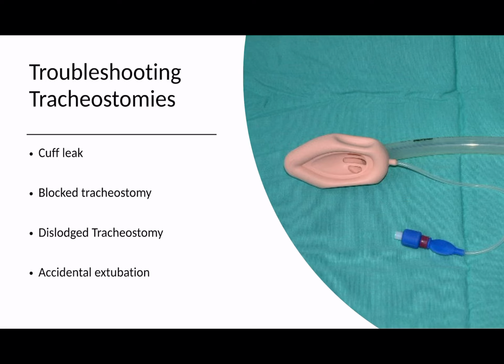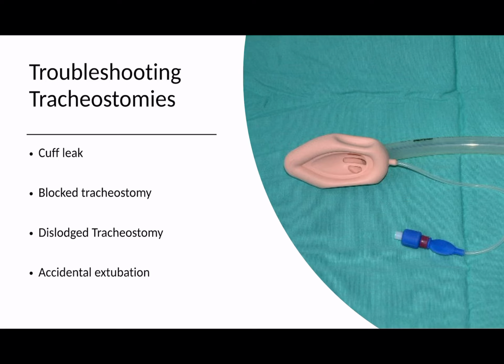If, however, this does not work, the second thing that you should do, and you should always have with you when you have tracheostomies, is suction catheters. Pass a suction catheter through the tracheostomy. It should very easily pass down, and the patient will start to cough when it tickles the carina.